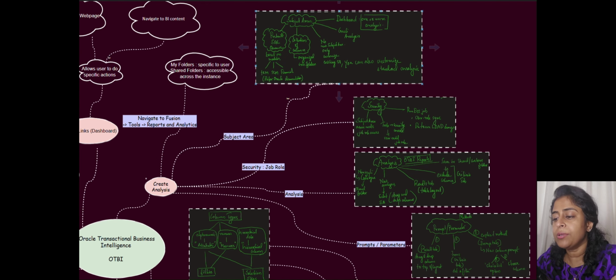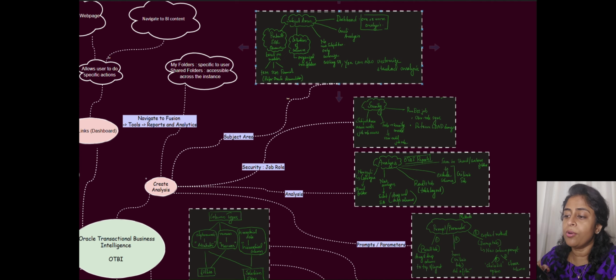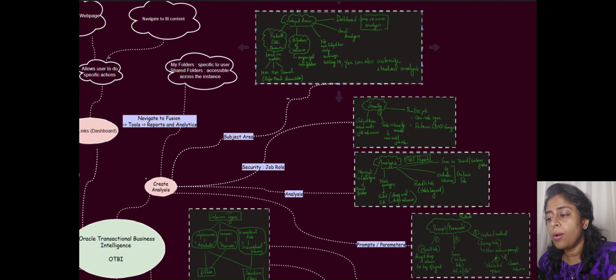Click the Result tab to see your report layout. OTBI automatically generates a table format similar to Excel. You can modify this layout directly or remove the unwanted columns.